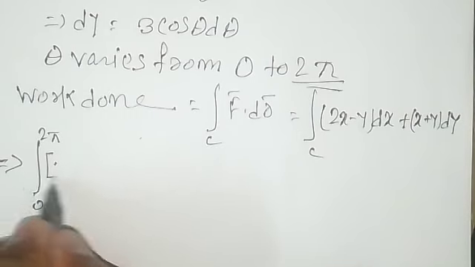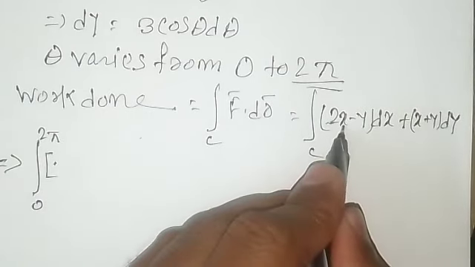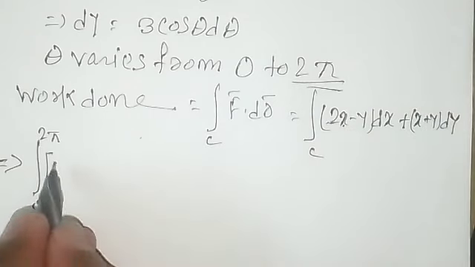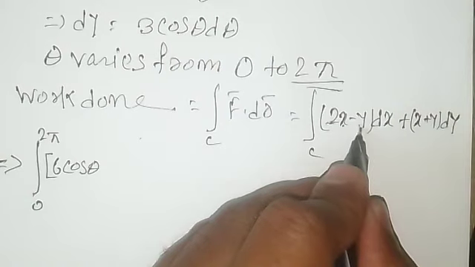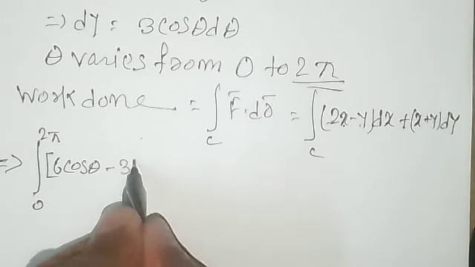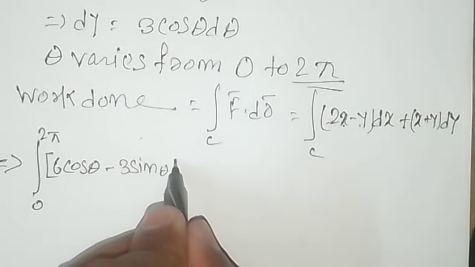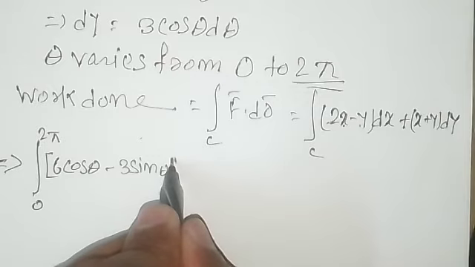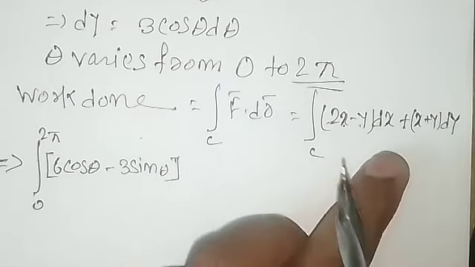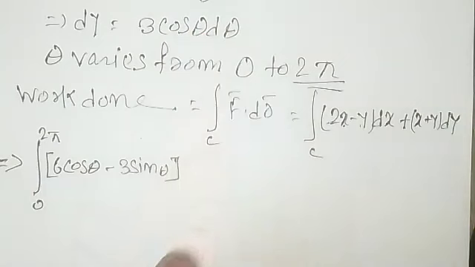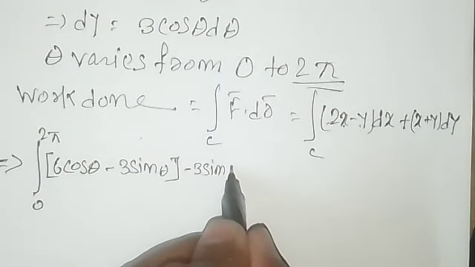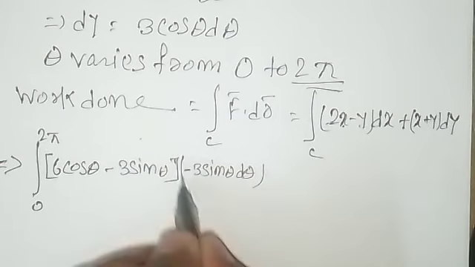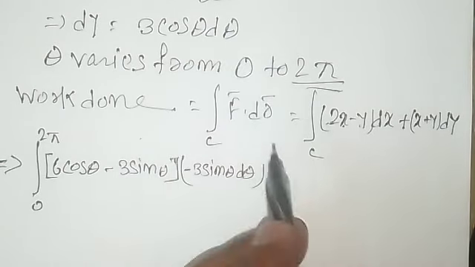So this is 2x, where x is 3 cos theta, so we can say 6 cos theta. y is 3 sin theta, so minus 3 sin theta, right? Into dx. dx is equal to minus 3 sin theta d theta. Then that part is over.